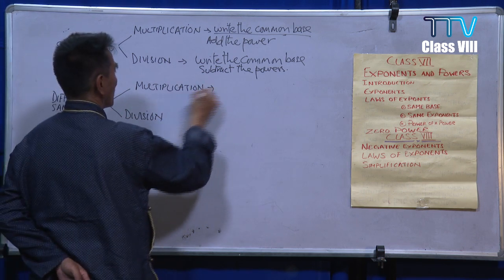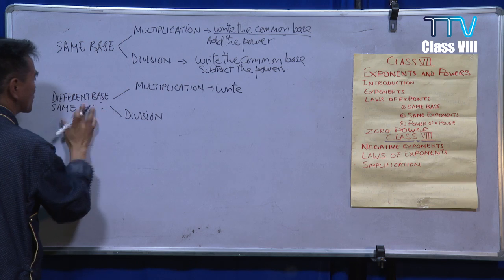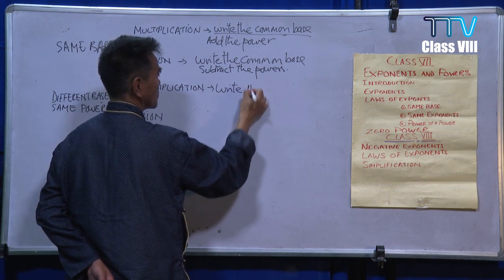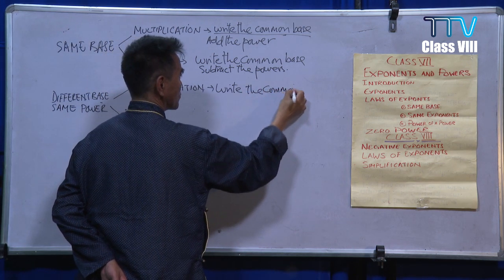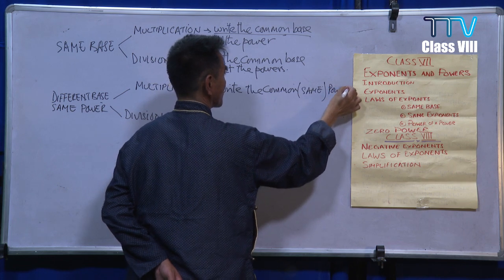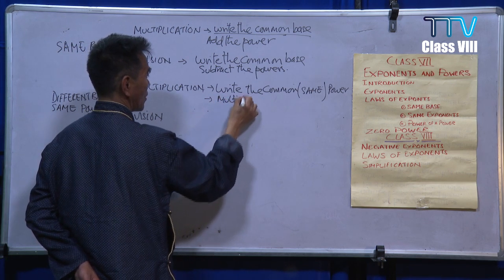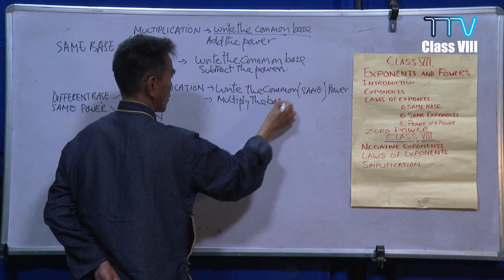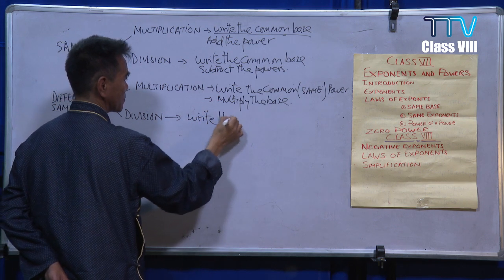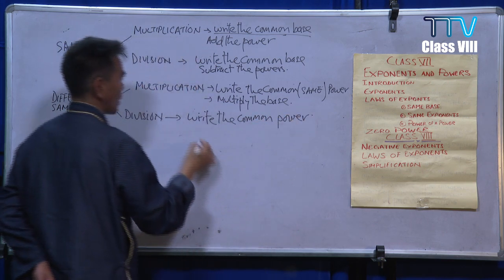Okay, write the common power. Common means same power. For multiplication, multiply the bases. For division, write the common power and divide the bases.